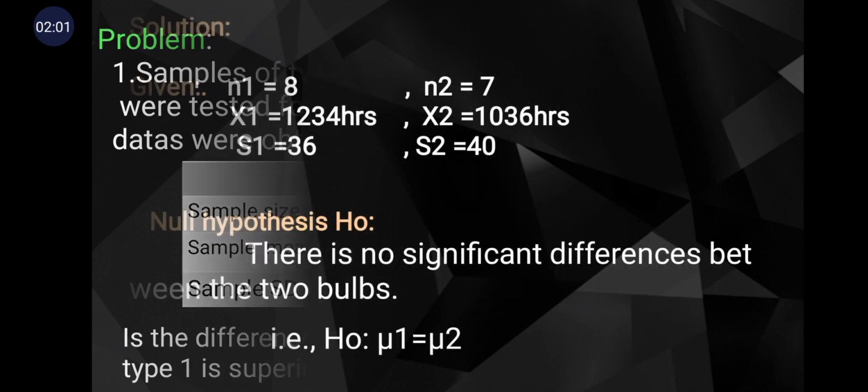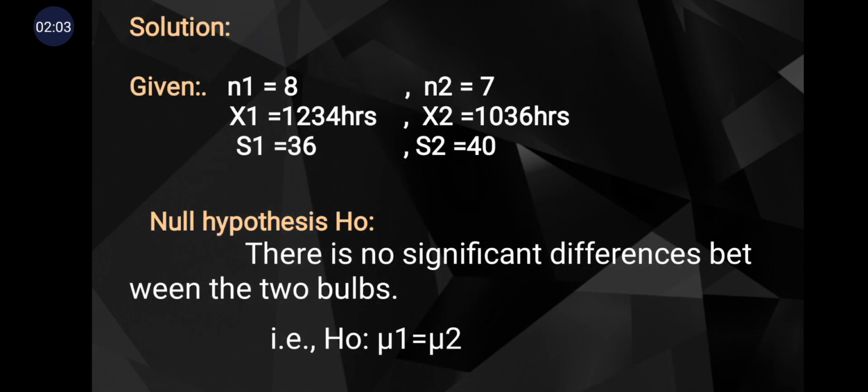Now the solution. The sample sizes are n1 and n2, the mean hours are x1 bar and x2 bar, S1 is the standard deviation of the first sample, and S2 is also a standard deviation. This is for the different population mean types.